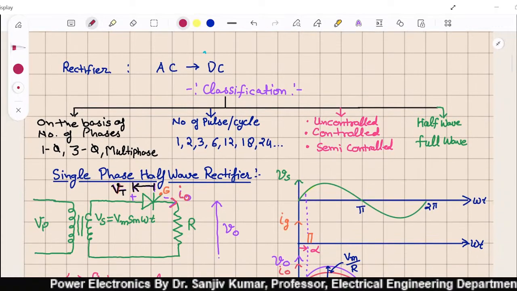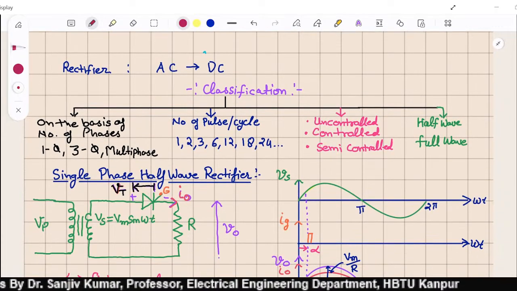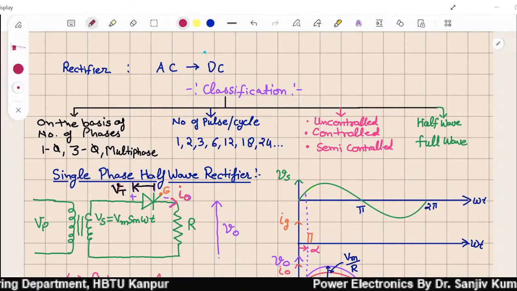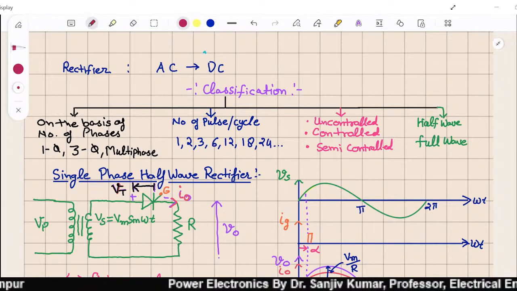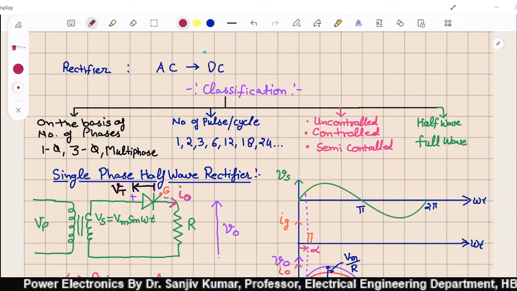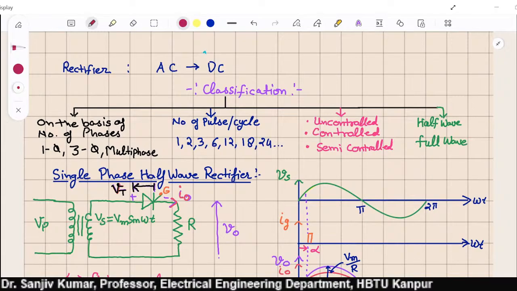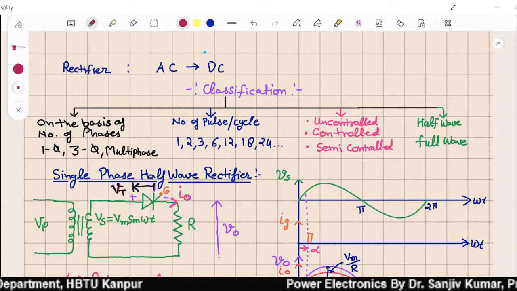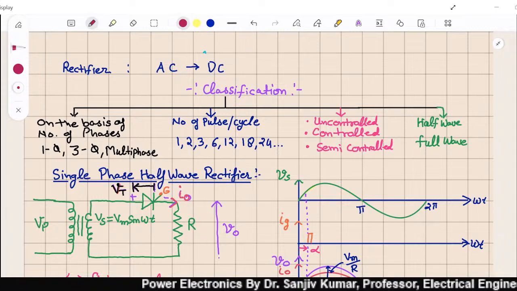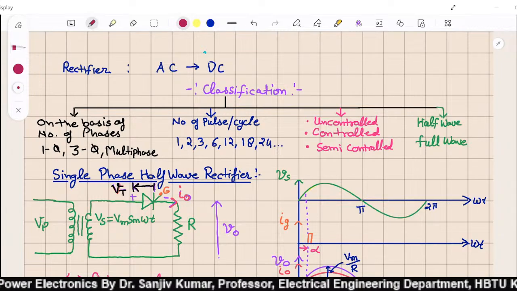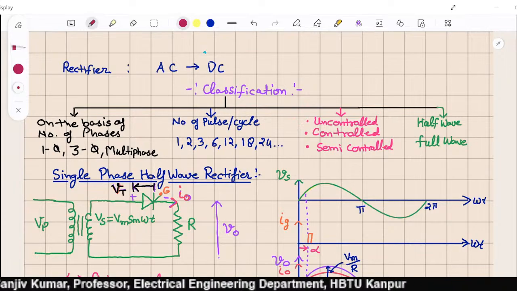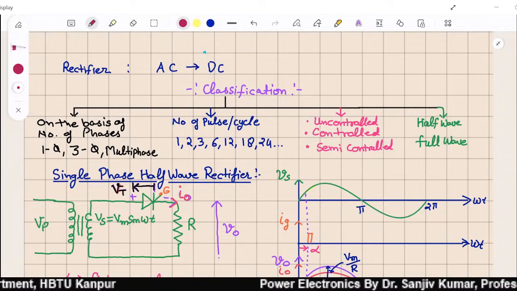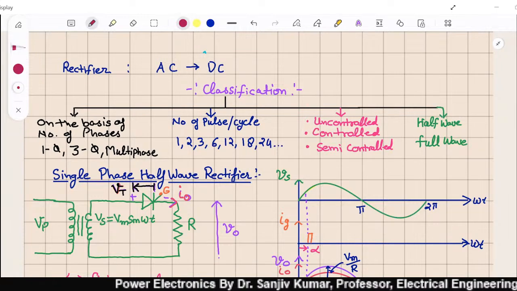The use of AC-DC rectifiers are in AC drive, where we require the DC link for our inverter. There we use this. We also use AC-DC rectifier in case of HVDC transmission. At the sending end we convert AC into DC, then at receiving end we convert DC to AC. We also require this AC to DC conversion for speed control, right?